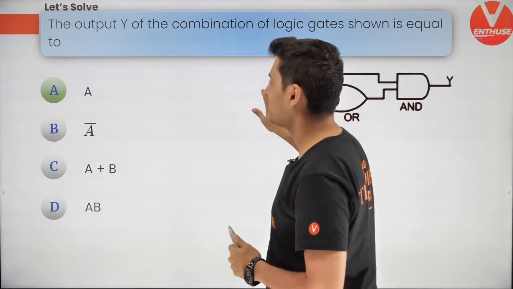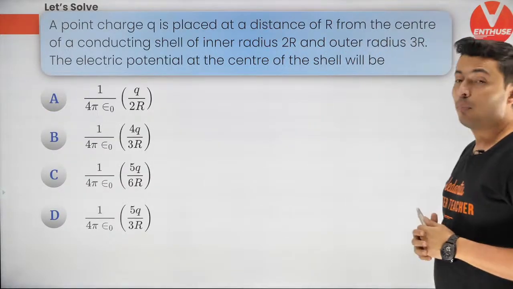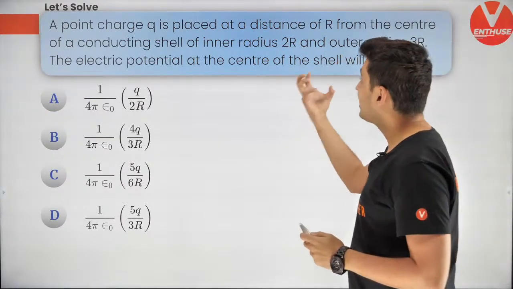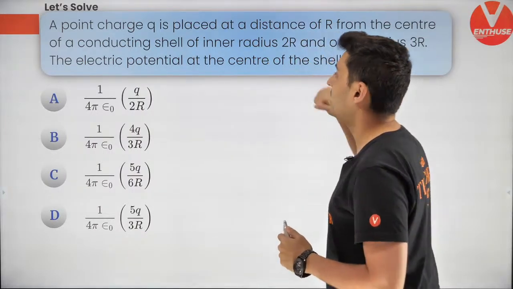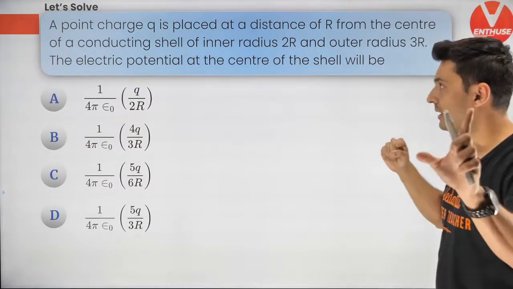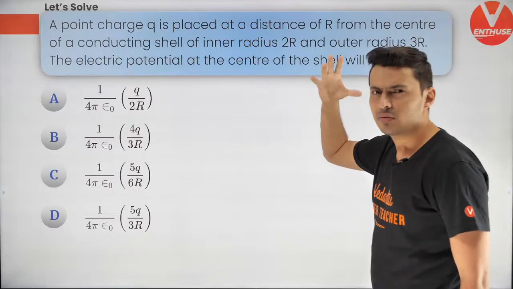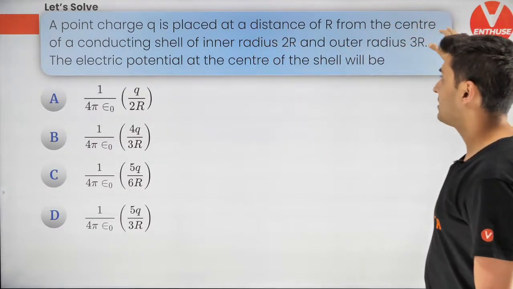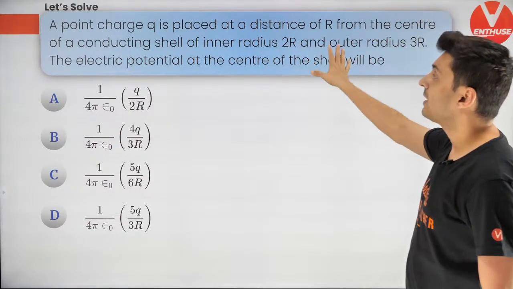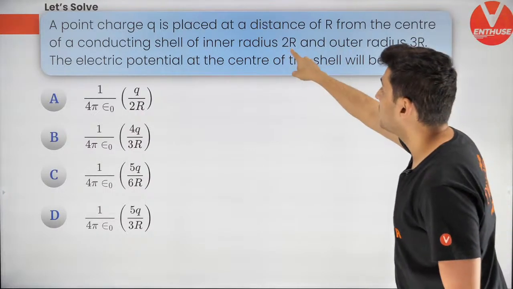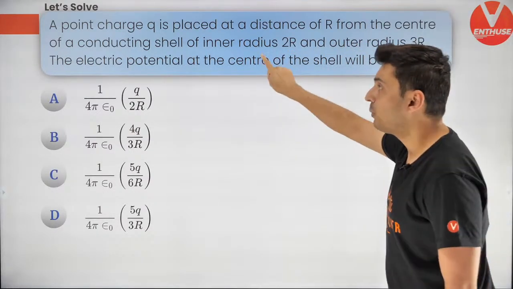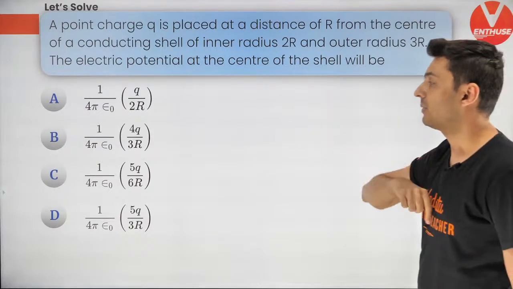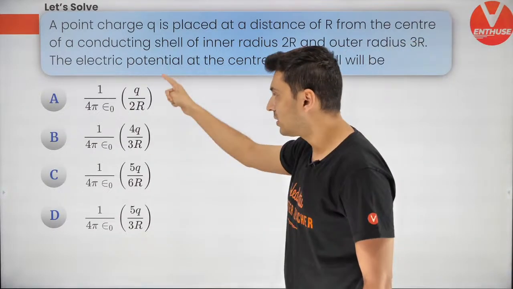Okay, let's do the next question. There is a point charge placed at a distance of r from the center of a conducting shell. We'll imagine it in a bit. For now, just visualize. The inner radius of the shell is 2r. The outer radius of the shell is 3r. Find the potential at the center of the shell.